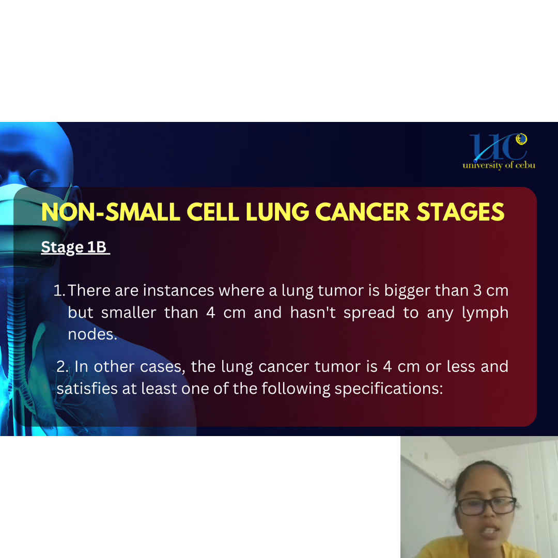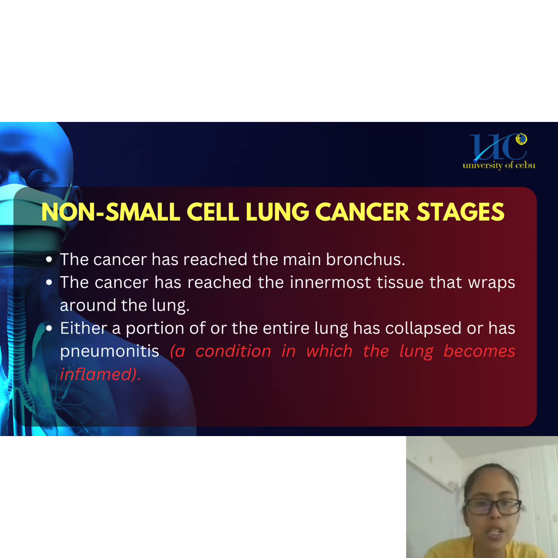In other cases, the lung cancer tumor is 4 cm or less and satisfies at least one of the following specifications: the cancer has reached the main bronchus, the cancer has reached the innermost tissue that wraps around the lung, or either a portion of or the entire lung has collapsed or has pneumonitis. Pneumonitis is a condition in which the lung becomes inflamed.